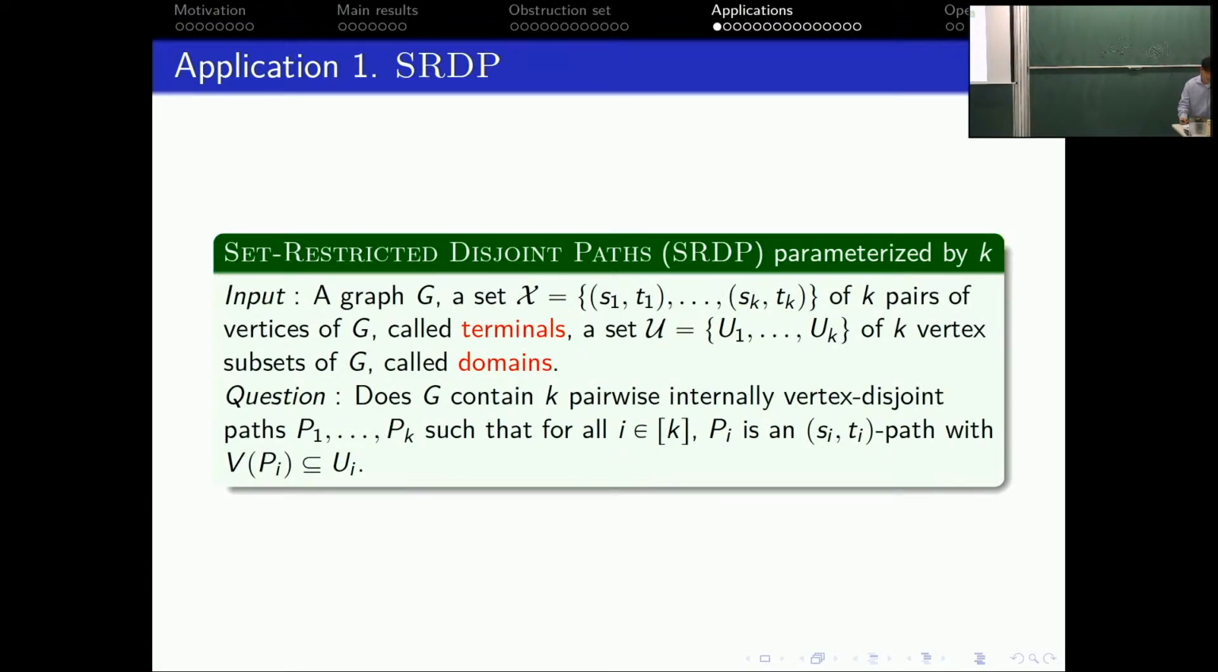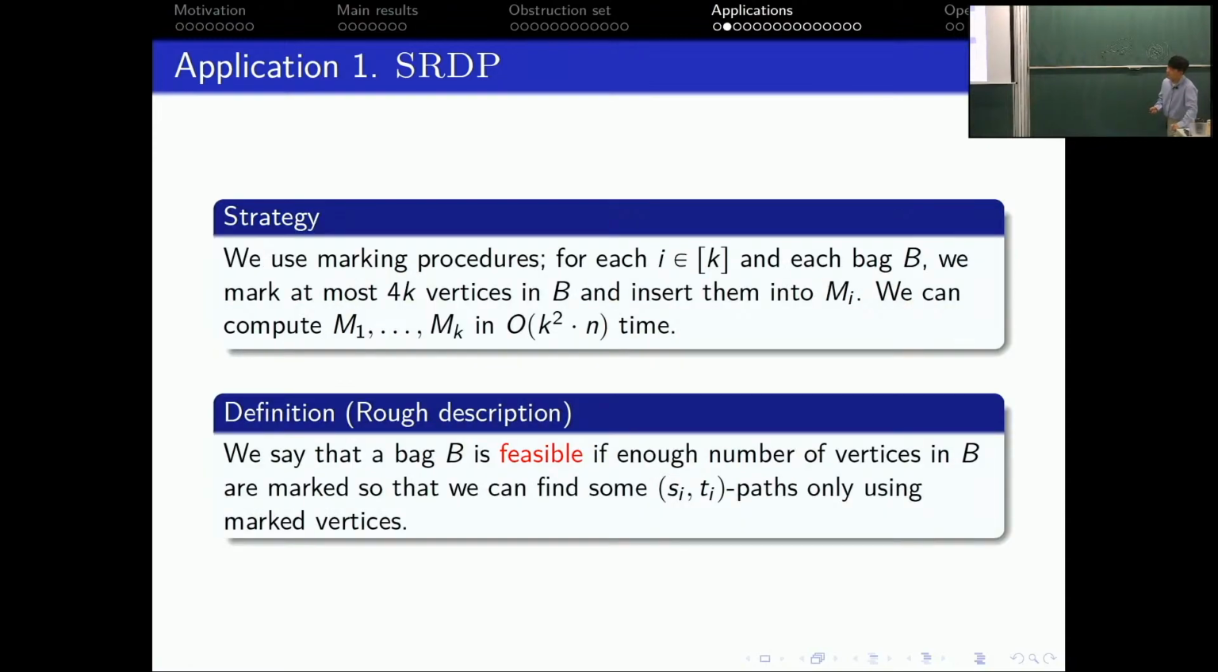So now let's see some applications. Our first application is set-listed disjoint paths. Let me remind the description. We have some predefined domains and try to find some internally vertex disjoint paths connecting them. We show that this problem is FPT on well-partitioned chordal graphs.